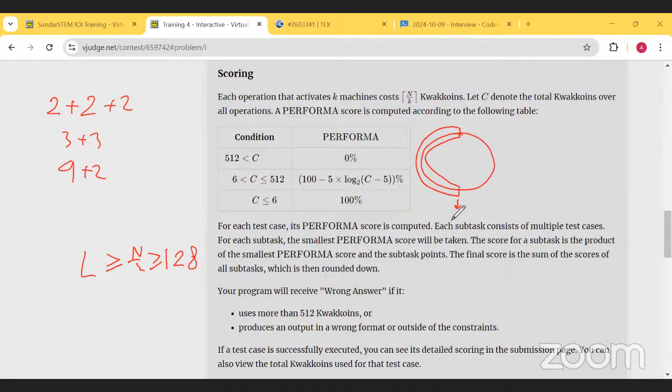This only costs 2 points, right? Or let me divide this into 2 cases: the case with response 0 and the case with response positive, not 0. Okay, if the response is positive, what should we do? Any idea?